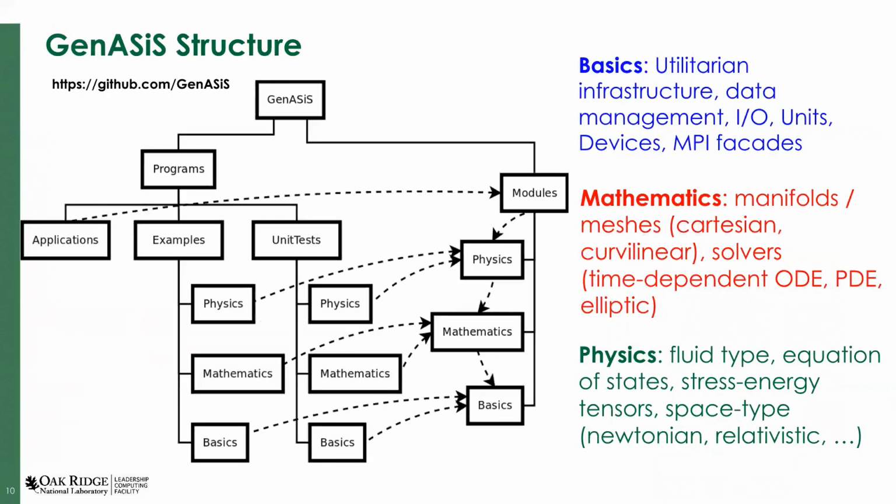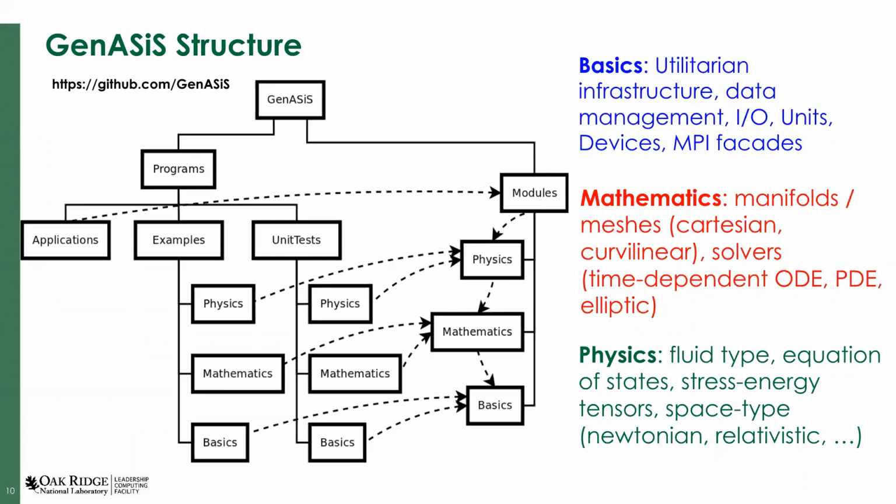This is the high-level structure of GenASIS. At the very high level, the code has 3 major subdivisions. We call them physics, mathematics, and basics. In basics, we have modules and classes for utilitarian infrastructure, including data management, I/O, and, as we shall see later, our way to manage devices, to manage GPUs and the interaction between GPU and the host. And we also have our own MPI facades to make programming a little bit easier.